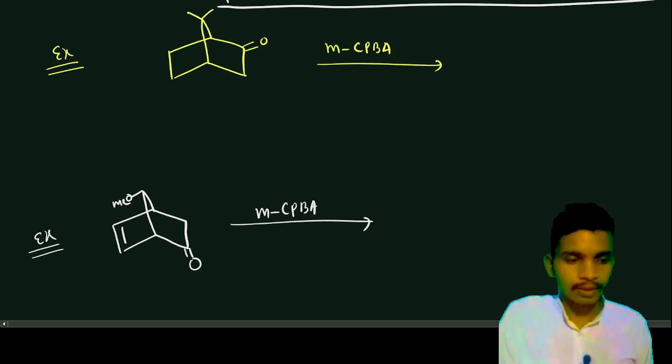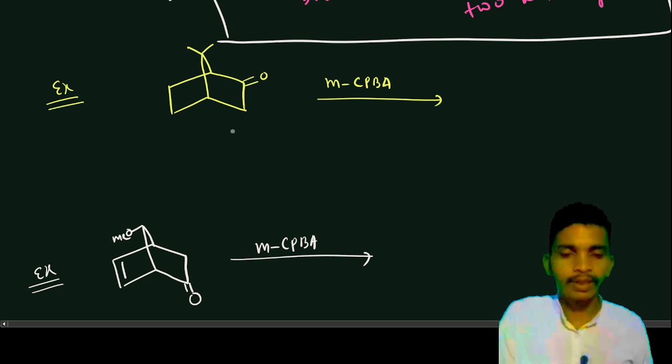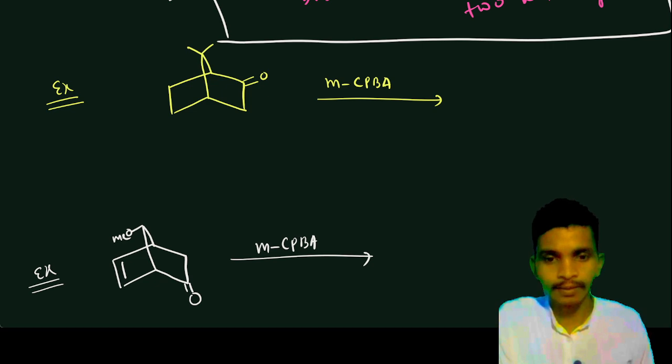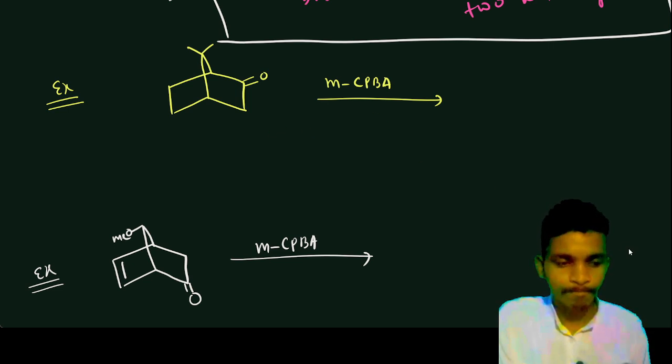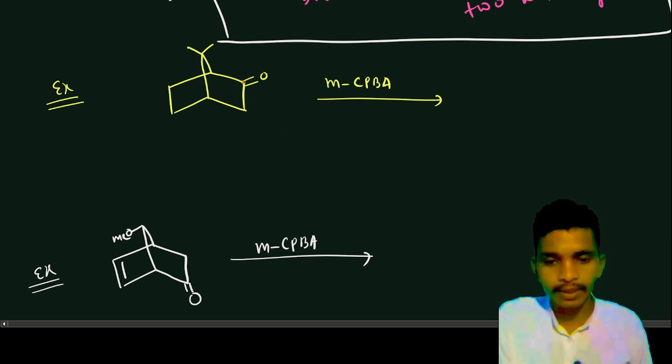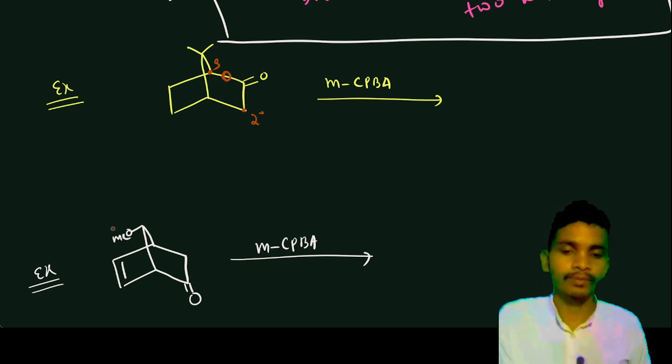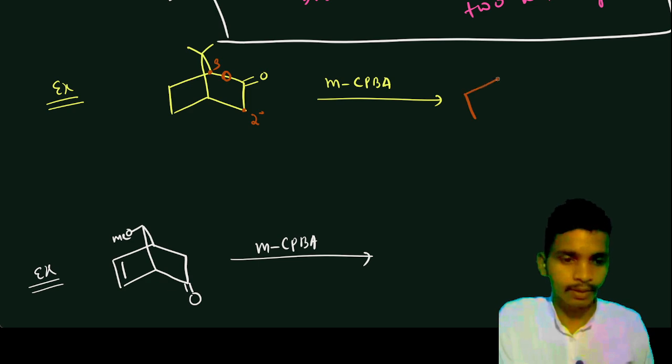Now looking at these examples, what is there? Here also it is very simple. We will add m-CPBA. Okay, so we will check this and this. So this is going to be the 3-degree carbocation and this is going to be the 2-degree carbocation. So the O will be added in the middle of this. Okay, it means that O will be added here.